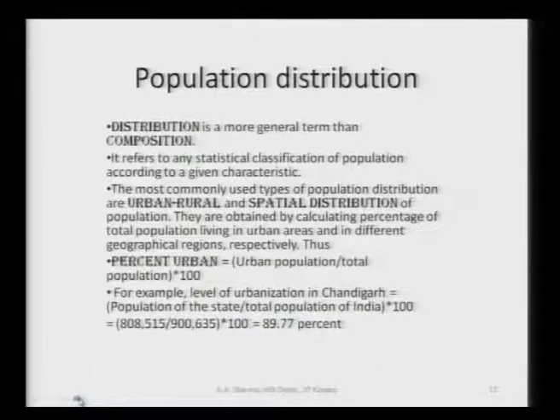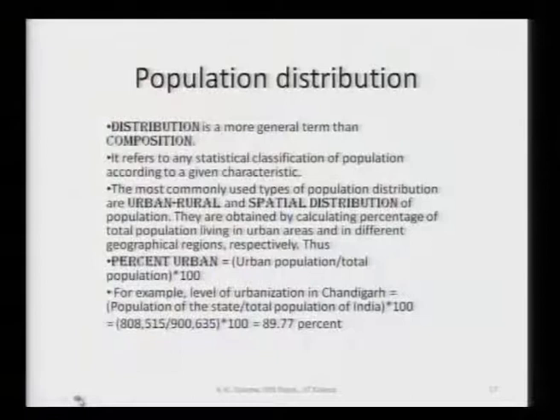Urban-rural means whether there is a shift from rural to urban areas, and spatial distribution means whether there is a shift of population from one state to another, one region to another, one part of the country to another part of the country. They are obtained by calculating the percentage of total population living in urban areas or in different geographical regions respectively. Thus, percent urban is defined as urban population divided by total population into 100.